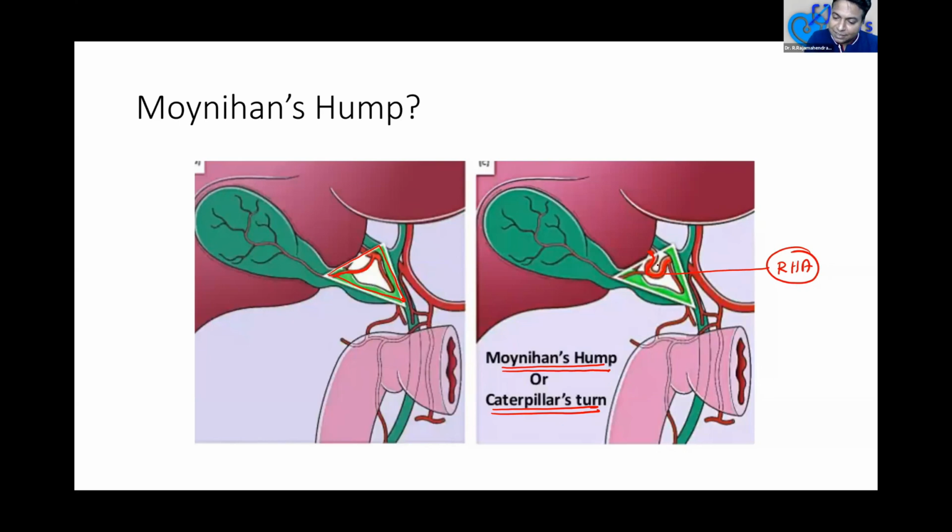I will think this is the cystic artery and I will put a clip on the right hepatic artery. What will happen? Very, very dangerous. If I clip the right hepatic artery, will the liver go for necrosis? No. The liver is not going to have necrosis.